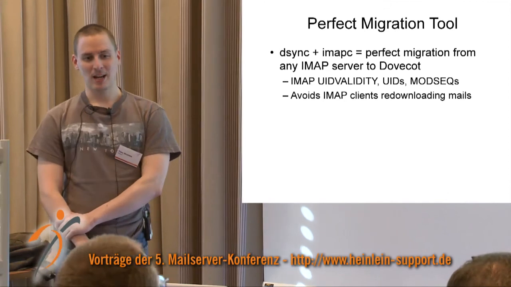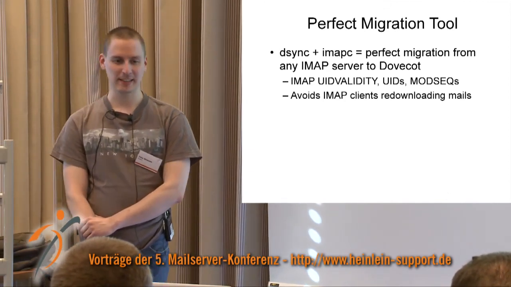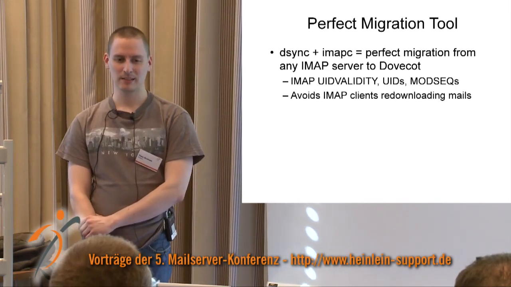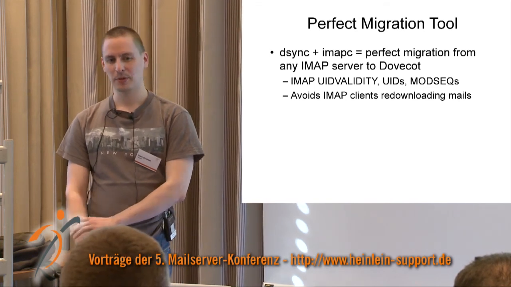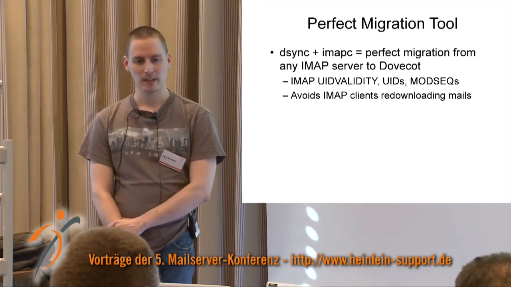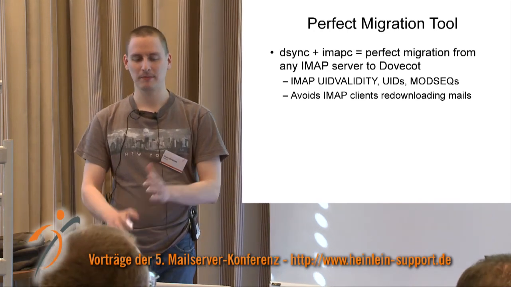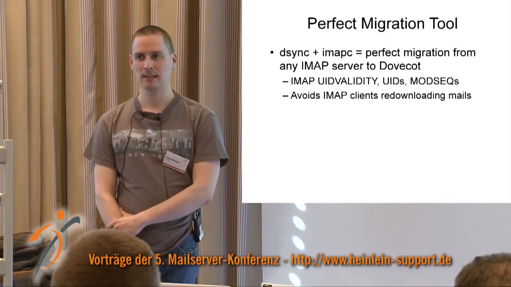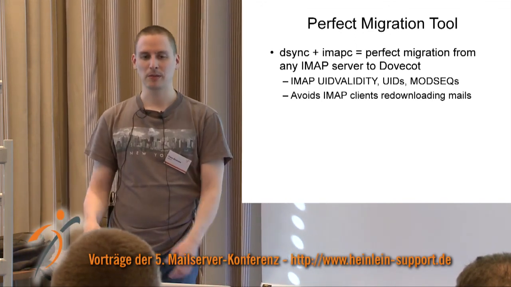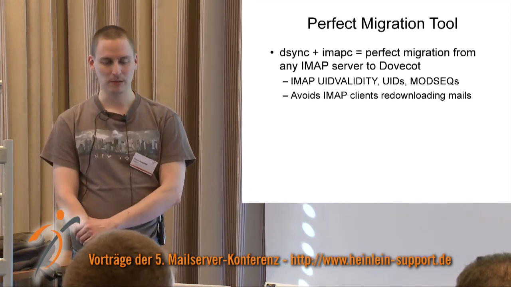So, because this IMAP-C backend is yet another backend that dsync can also use, this means that you can now migrate to Dovecot perfectly using this combination from any other IMAP server, and it preserves all of the metadata that exists, so that the clients don't have to re-download the mails, which would normally happen if you use something like imapsync to do the conversion.